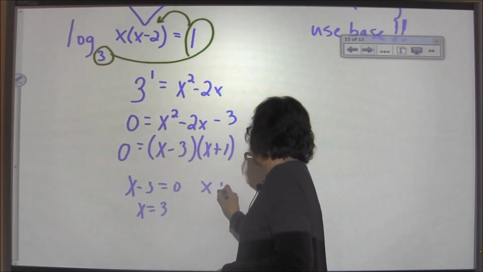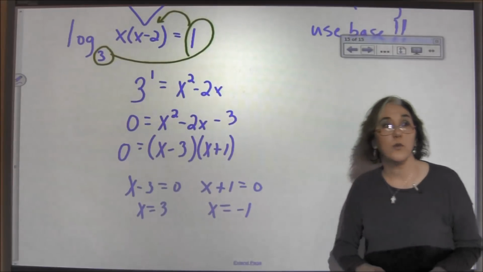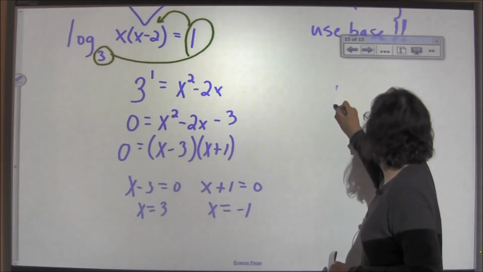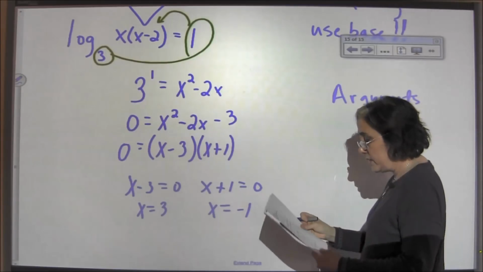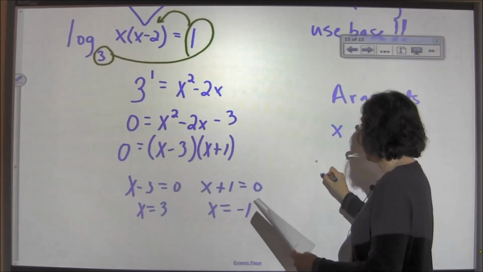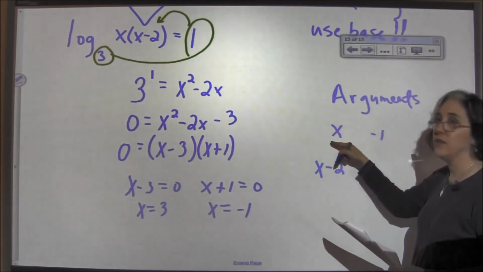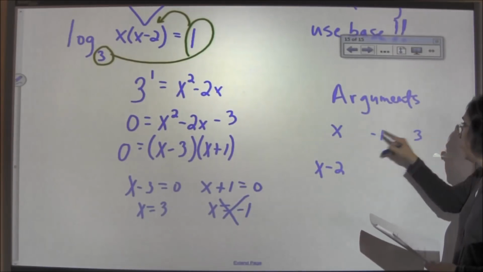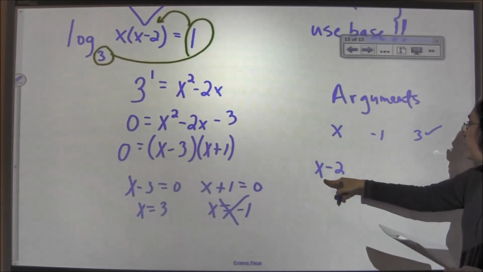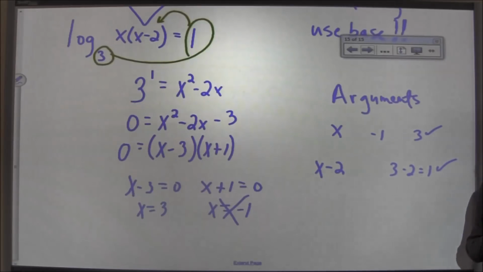But remember, just because we get an answer in this new equation doesn't mean it works in the original. You've got to check your arguments. Make sure they're positive for these values. The arguments originally were x and x minus 2. If your x is -1, that doesn't work. So we would throw that one out. 3 plugged in for x, that's positive. Plug it in for x here, 3 minus 2 is positive 1, so that's fine. So the 3 does work.